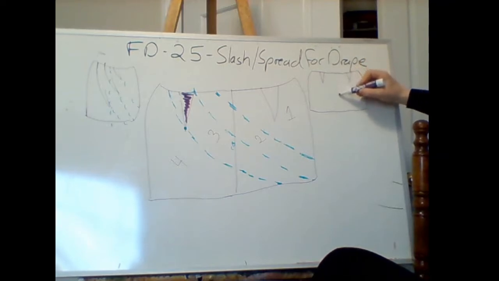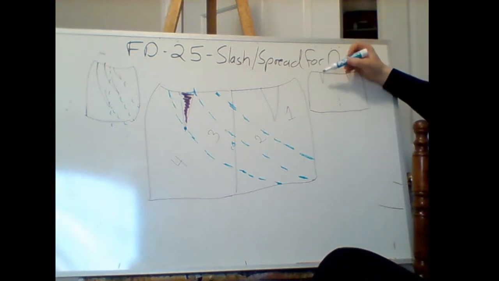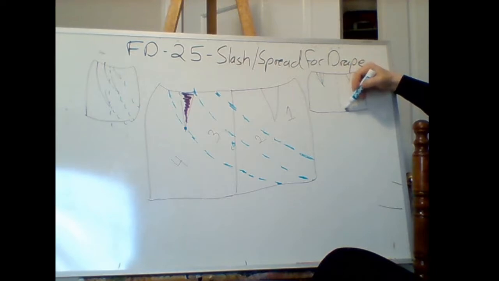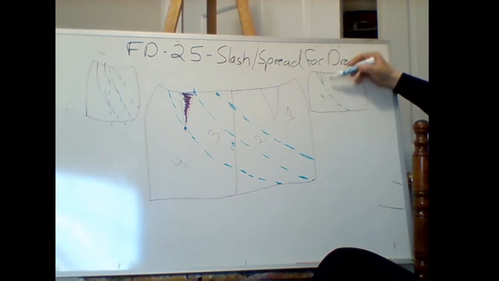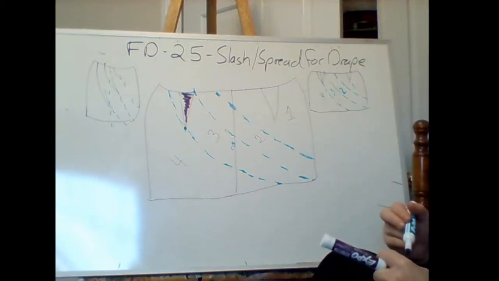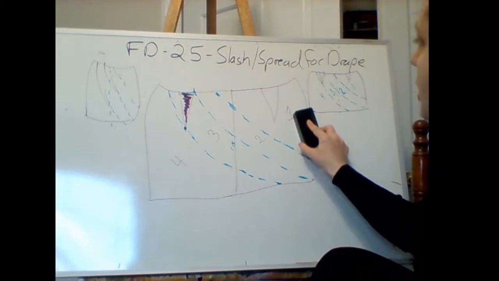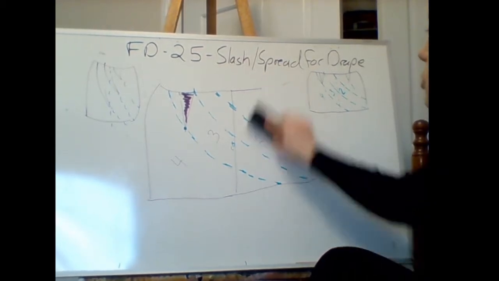We have the center back, and let's put in, this comes down about right here, this is four, we have three coming around here, and we have this coming in around here, two and one. Okay, so that's what we're working with. Let's remember that. Then I'm going to take out each piece, and we're going to slash and spread them for drape.